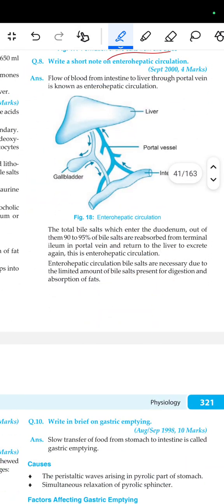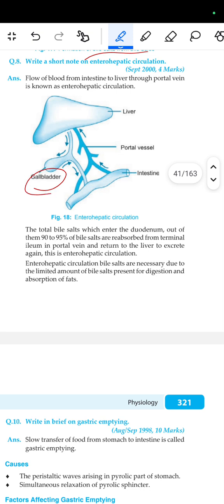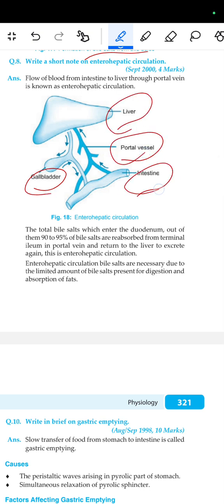Next is: write a short note on the enterohepatic circulation. The flow of blood from the intestine to the liver through the portal vein is the enterohepatic circulation. And here are shown the gallbladder, liver, portal vessel and intestine.